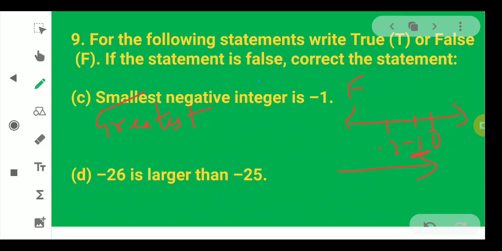Minus 26 is larger than minus 25. So this is minus 26 here and minus 25 here. So minus 26 is on the left, so it is not larger, it is smaller. So this is a false statement. In place of larger, it should be smaller. So this way we can identify the answers.